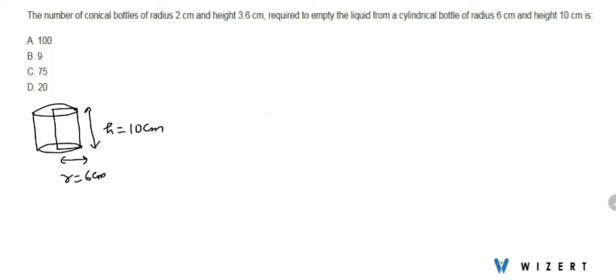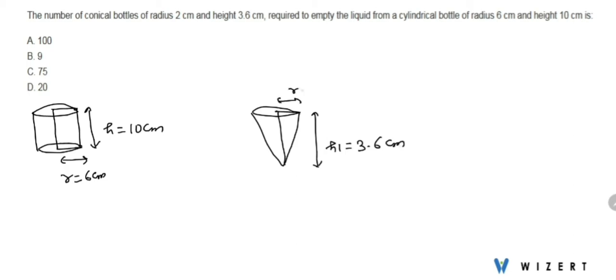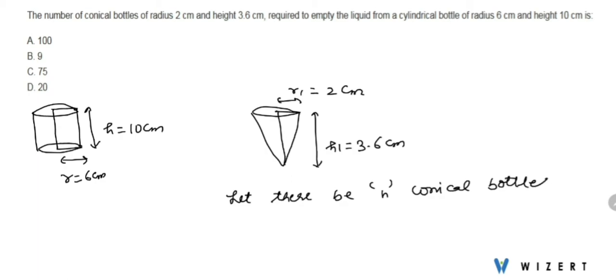Now let us draw a conical bottle. So let's say this is our conical bottle having height, let's say h1, which is given as 3.6 cm, and let's say radius is r1, which is also given, which is 2 cm. Now we have assumed that we will take n number of these conical bottles having the given radius and height.